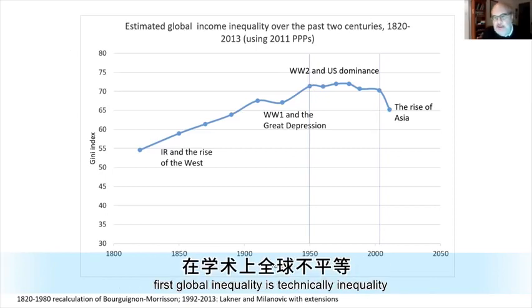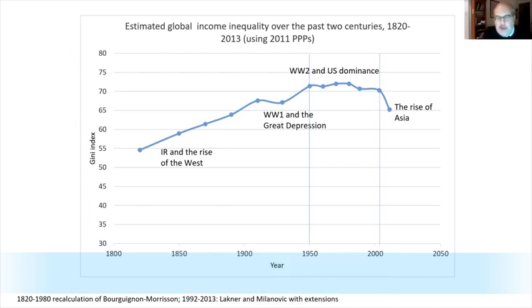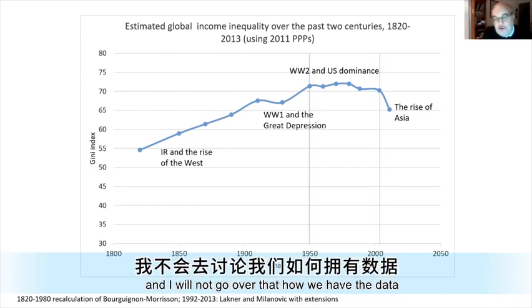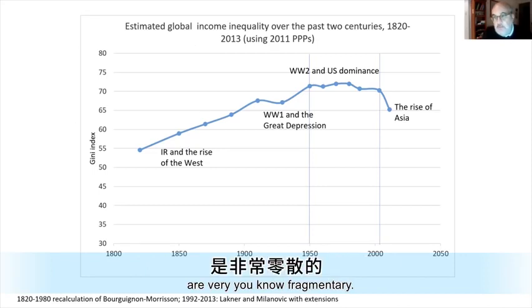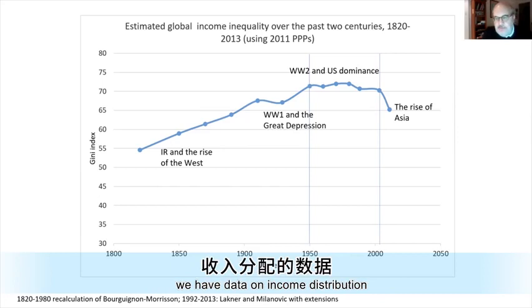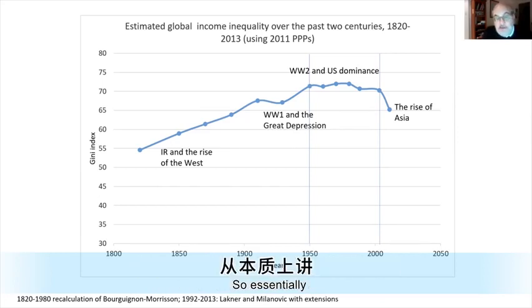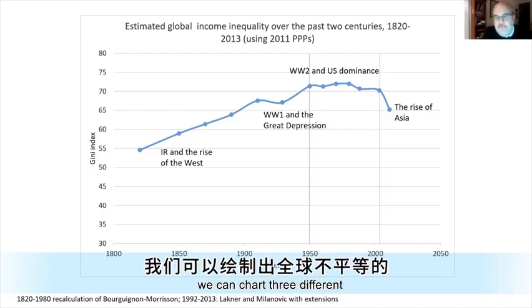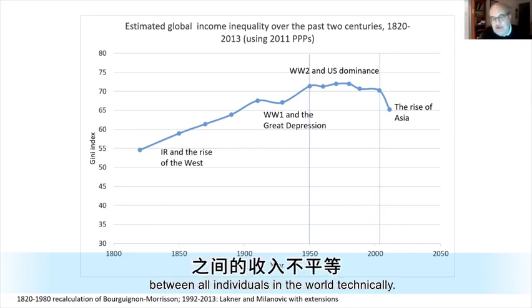First, global inequality is technically inequality between all citizens in the world. You would ask me later, and I will not go over that, how we have the data, because obviously the data from the past, from the 19th century, are very fragmentary. But we do actually have data on GDP per capita. We have data on income distribution, not ideal data, but certainly something.